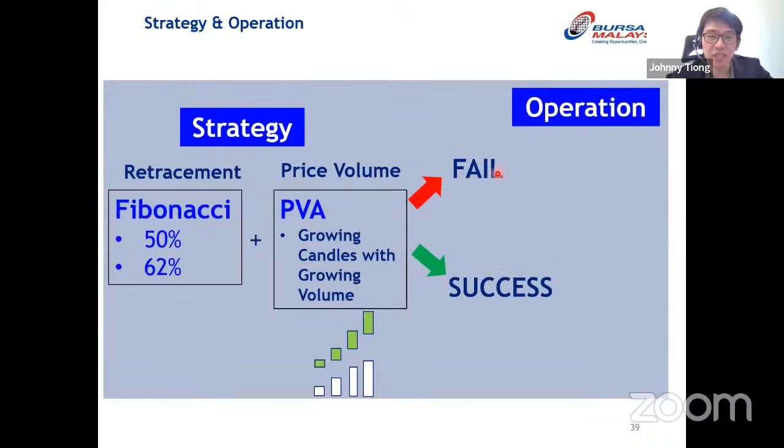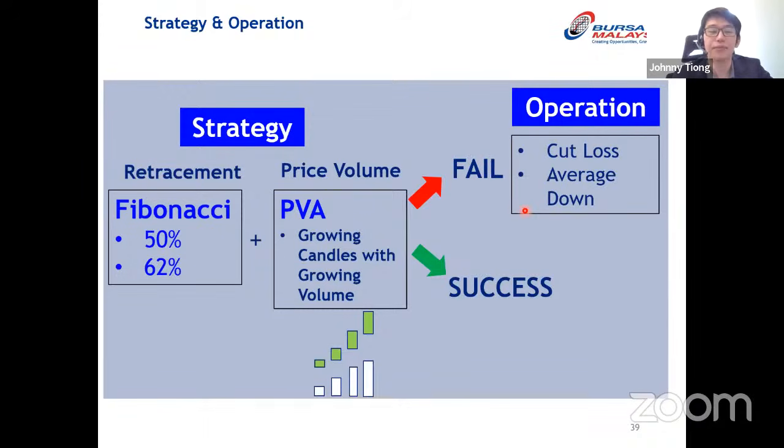There are two outcomes: either our strategy fails or our strategy succeeds. So if it fails, the stock price is at Fibonacci 50%, and the price volume is going good, but still it fails because nothing is confirmed 100%. When our strategy fails, we can either cut loss or average down. Now remember, cash is king.